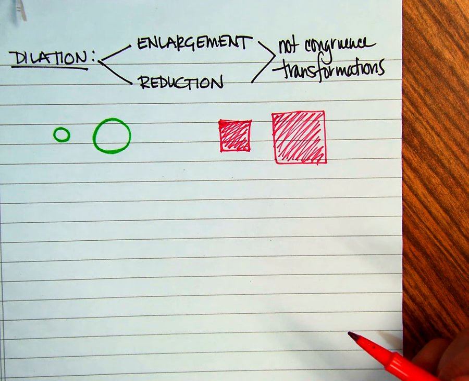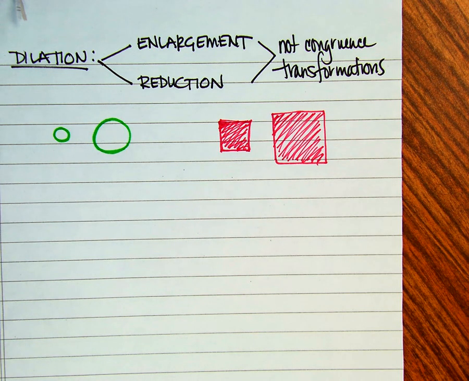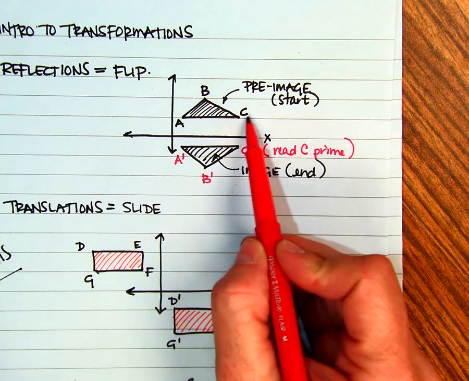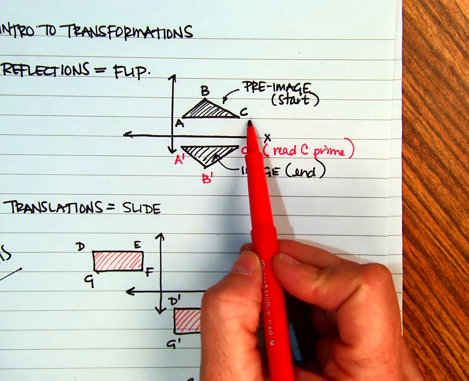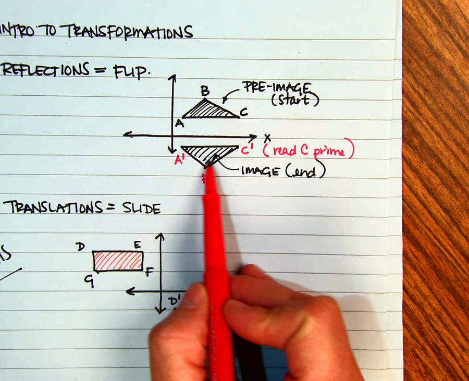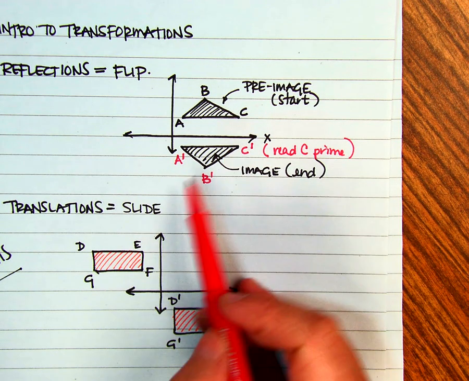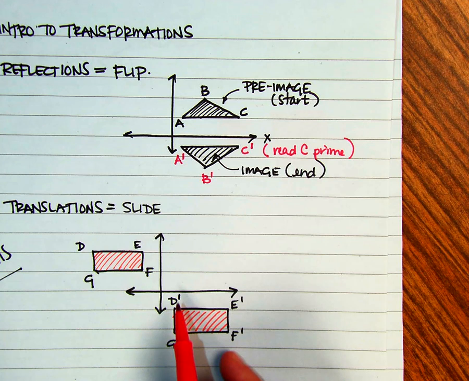When we are talking about transformations, again, an important concept is understanding the preimage, which we already talked about. So the preimage is what you start with, labeled just with A's, B's, and C's. And then the image, so this is after our transformation, after our reflection, or after our translation, then that is when you would have the primes.